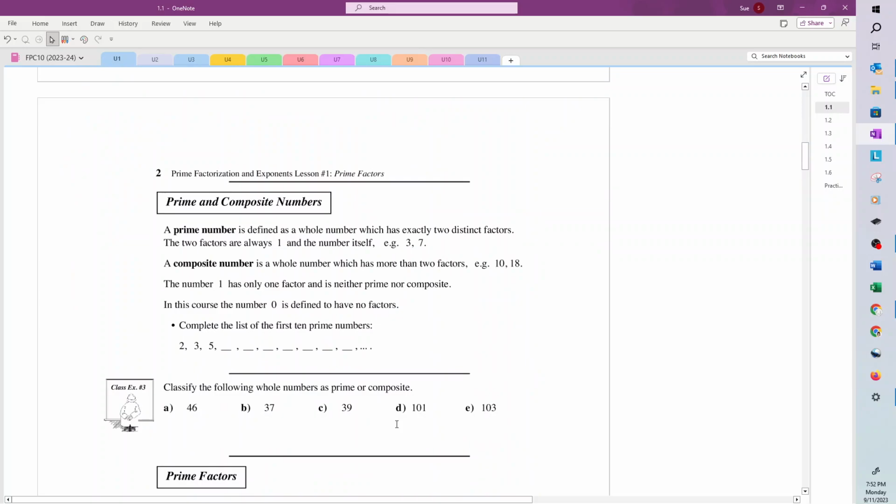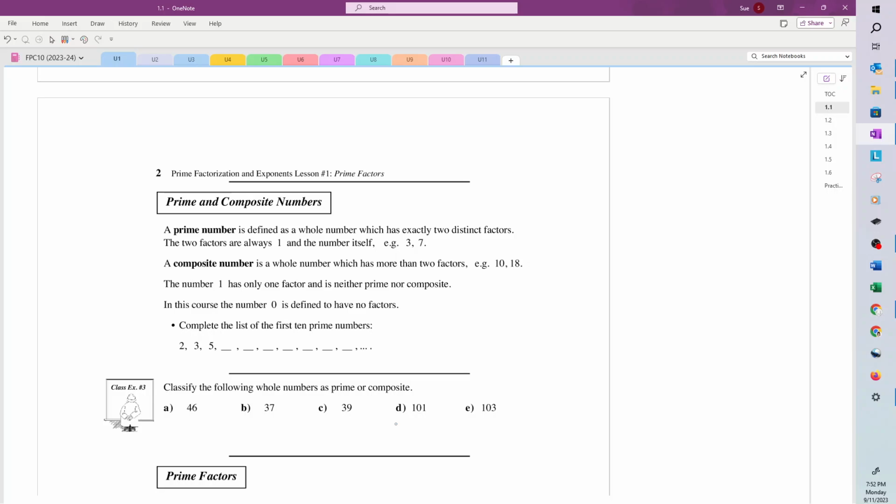Prime and composite numbers. A prime number is a whole number which has exactly 2 distinct factors. One of them is always 1 and the other is the number itself. So the number 3 has 2 factors, 1 and 3. Those are the only things you can multiply to get that. A composite number has more than 2 factors. It's got 1, itself, and something else.